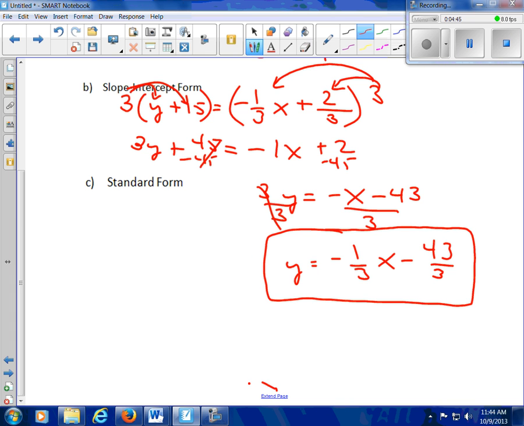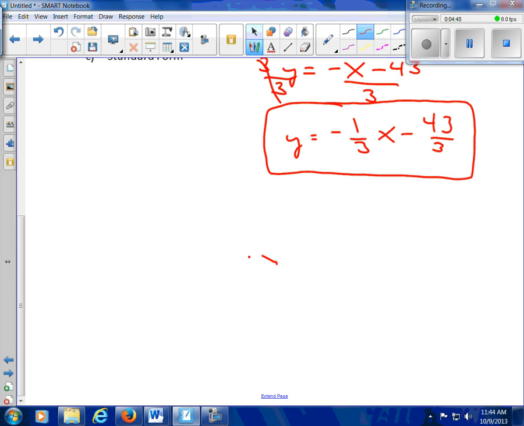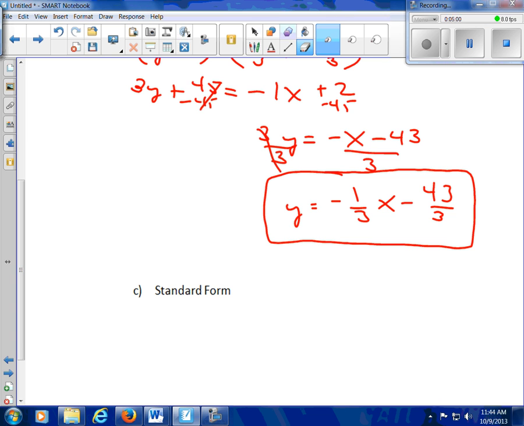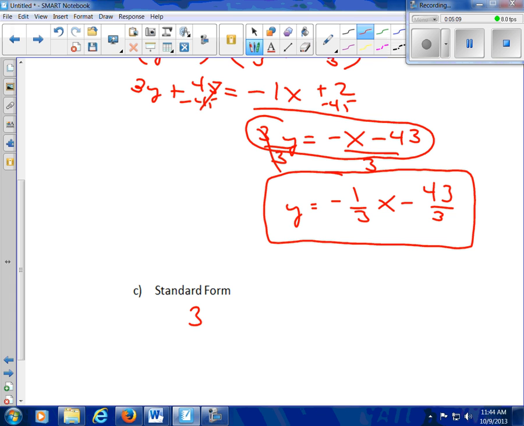So let's do part C now, and let's get it into standard form. Standard form means that I don't have any fractions. So let's go back to my equation before I had fractions. I had 3y equals negative x minus 43 before I divided everything by 3 to get y by itself in the previous problem. So let me take that part of my equation where I didn't have any fractions.